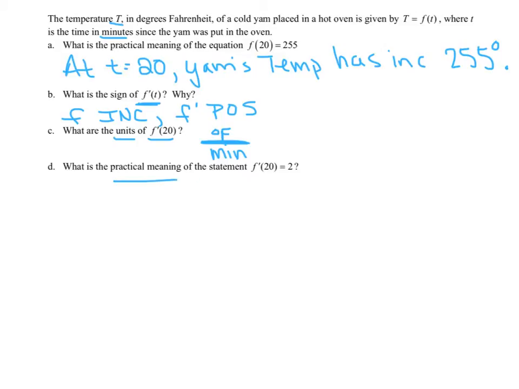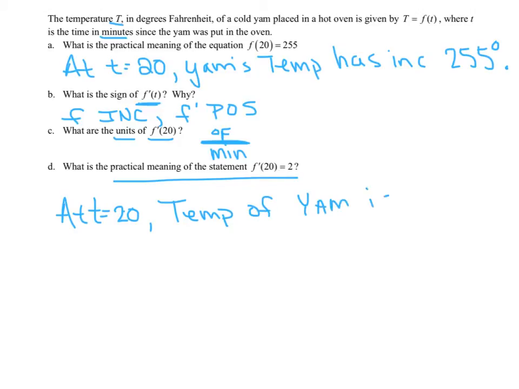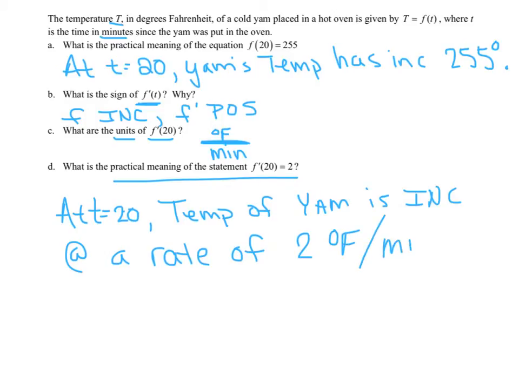Okay, what's the practical meaning of F prime of 20 equaling 2? We'll say at t equals 20, the temperature of the yam is increasing at a rate of 2 degrees Fahrenheit per minute. All right, lock in on that word rate. That's obviously the key word tonight, and make sure you're using that in all your justifications.